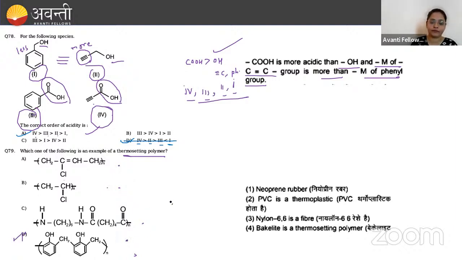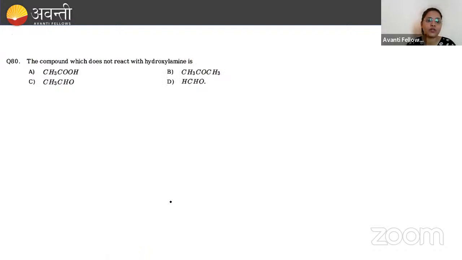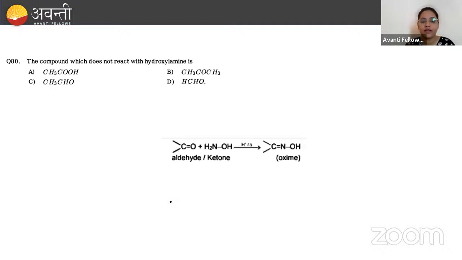Next problem. The compound which does not react with hydroxylamine: CH3COOH, CH3COCH3, CH3CHO, and HCHO. Which is not going to react with hydroxylamine? See here, aldehydes and ketones react with hydroxylamine to give oxime. Any C=O group is going to react with hydroxylamine. But the acidic group, the COOH group, will not react. That's why option A is the correct option here.